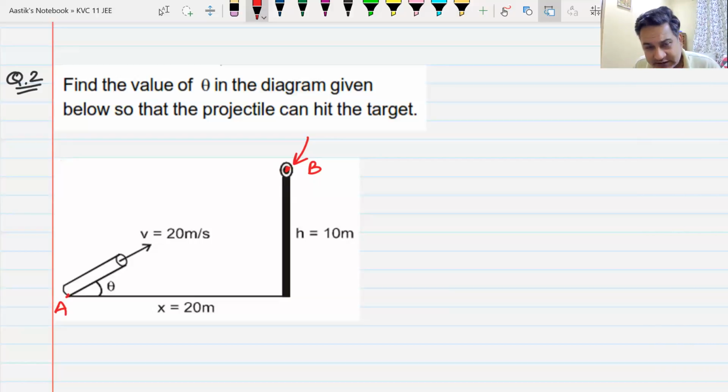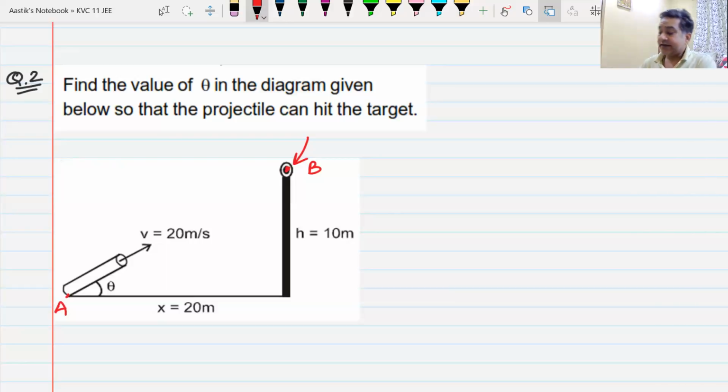They will give you some condition that initially the gun was targeted towards the monkey. Now, as soon as the shooter shoots, the monkey starts to drop. Will the bullet hit the monkey? So that is one way of asking the question. The second way of asking this question is, if I need to hit that target, what should be the value of angle theta?